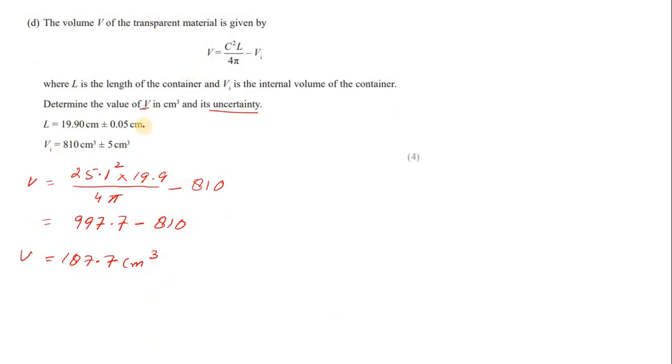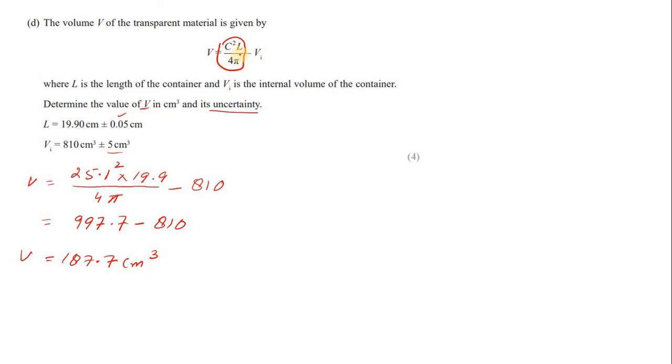And then L has uncertainty. VI also has some uncertainty. So all have, but that means the uncertainty in this term is added to the uncertainty of VI. In fact, C squared L over 4 pi, this is the external volume. I cannot explain here because we do not have time. So external volume minus internal volume gives the exact volume of the cylinder.